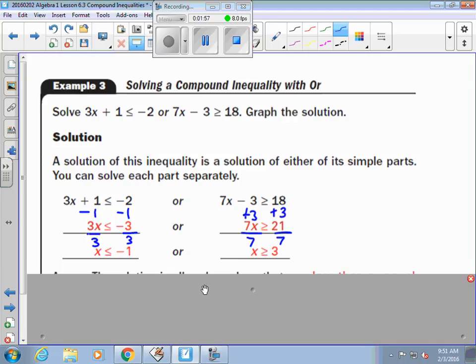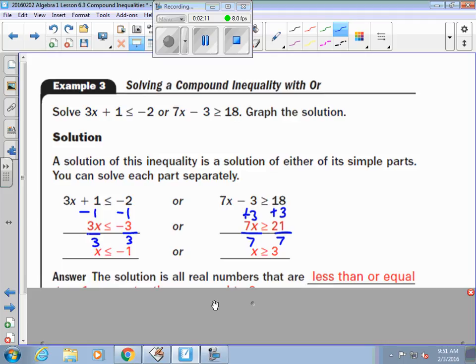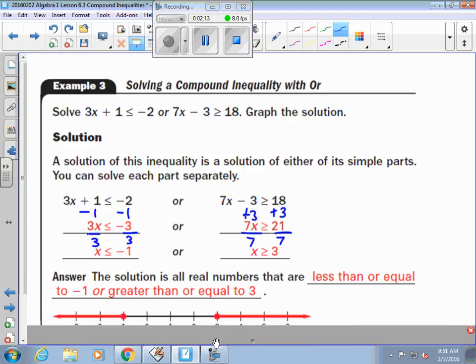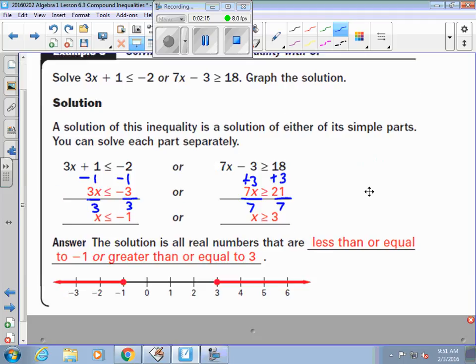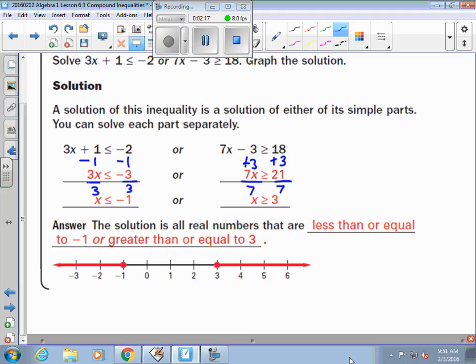So now it says x is less than or equal to -3 divided by 3 is -1, and x is greater than or equal to 21 divided by 7 is 3. So greater than or equal to 3. So this is a solved OR inequality. So the solution is all real numbers that are less than or equal to -1, or, that's key, that word or, greater than or equal to 3.